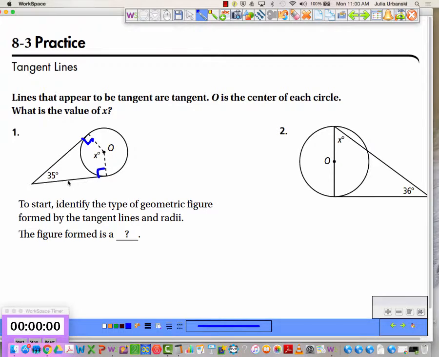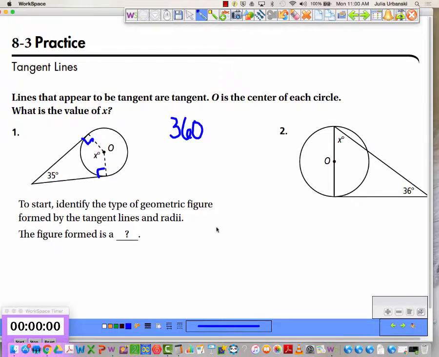So we have 90 degrees and 35, does that say 35 degrees? And 90 degrees. We have 4 angles here. This is a quadrilateral. Does anybody remember how many degrees make up a quadrilateral? Yes, you do. 360. A quadrilateral has 360 degrees.